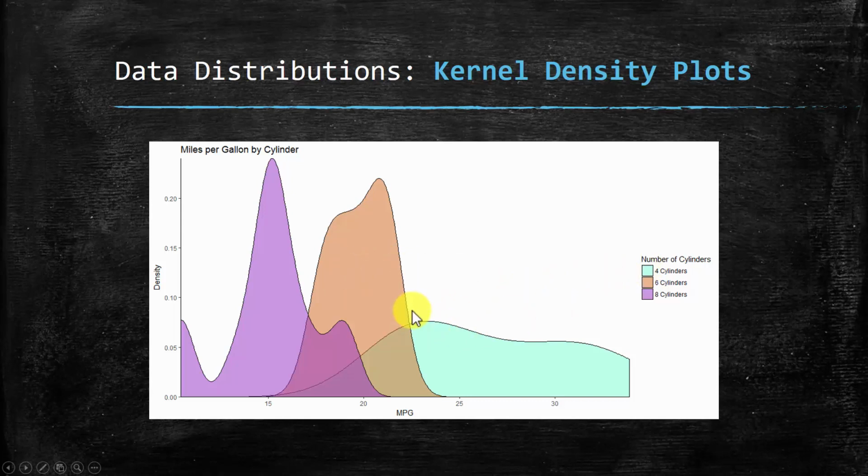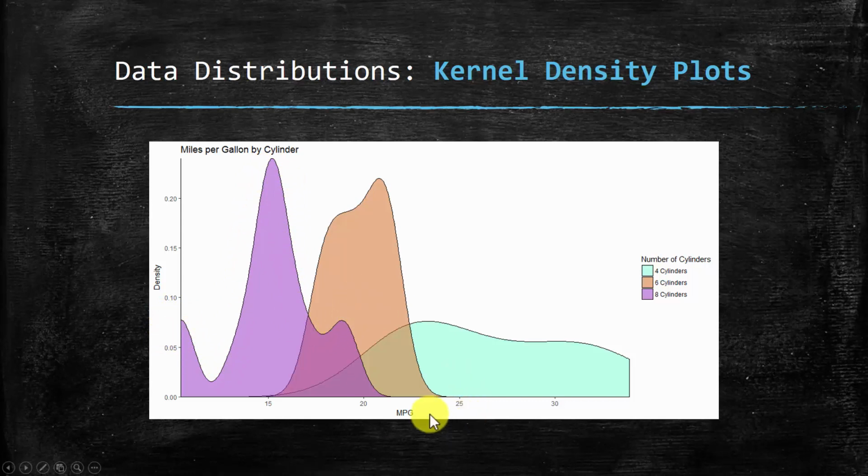As we can see here, 4-cylinder cars tend to have higher miles per gallon. 6 cylinders are in the middle, and the 8 cylinders are at the end. It looks like there's also more dispersion in the 4-cylinder data than there is in, say, the 6-cylinder data, and maybe the 8-cylinder data is a bit multimodal, so there's more than one kind of hump here. So instead of just binning the data and counting the number of features in bins, we're fitting a smooth kernel density function through the data to assess the distribution of values.